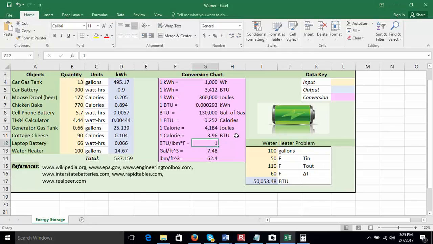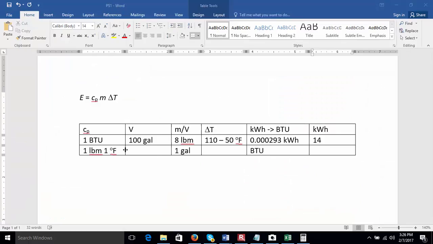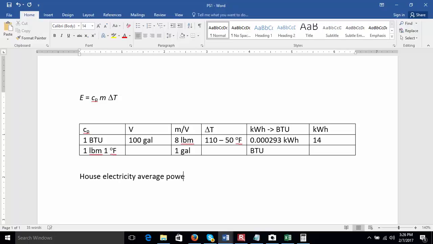Let's see back here. Okay. And so here's what I want you to do for a problem like this. So I'm at my house, and I know that my house runs at about a kilowatt. This course could just as easily be called power storage and distribution, but it's called energy storage and distribution. So the water heater is storing that many kilowatt hours of heat. Most houses, it's another thing just to keep in your back pocket, house electricity average power is approximately 1 kilowatt. So this is just for electricity.